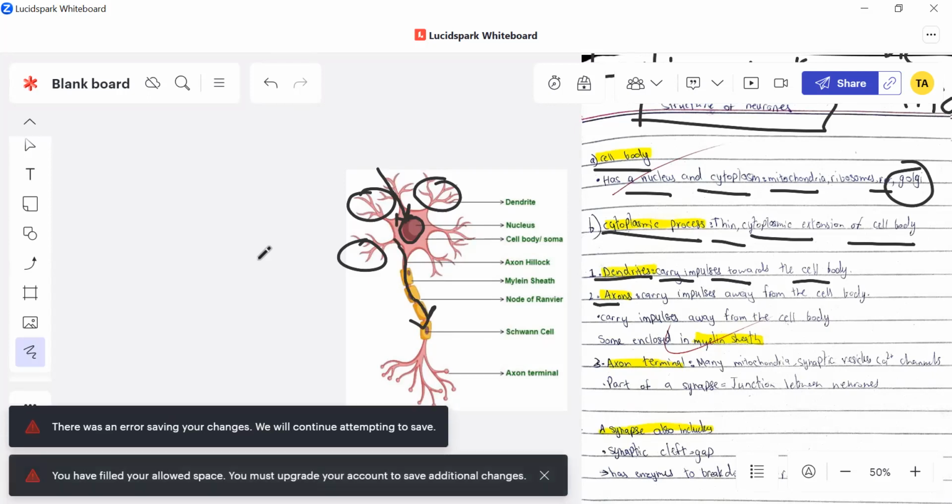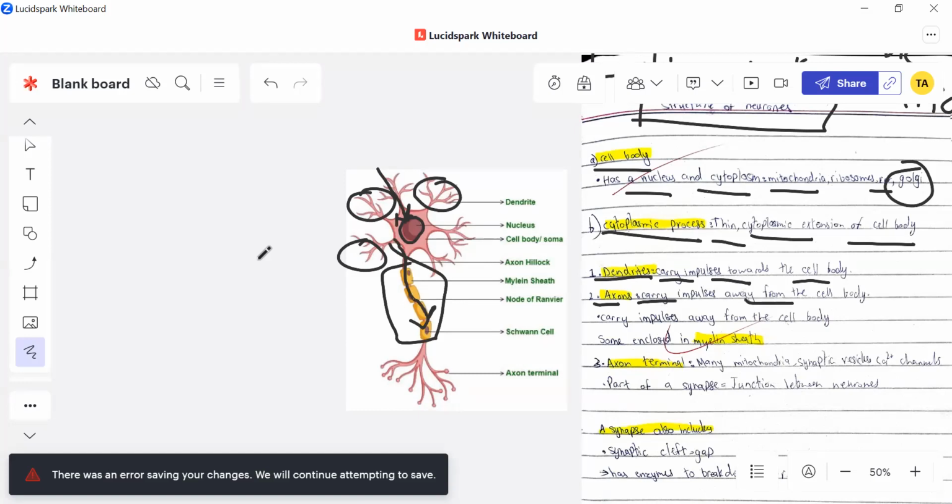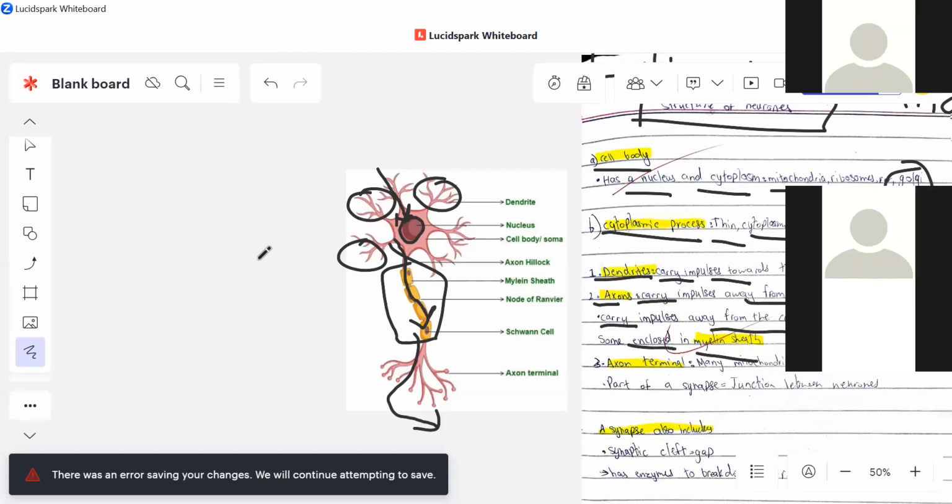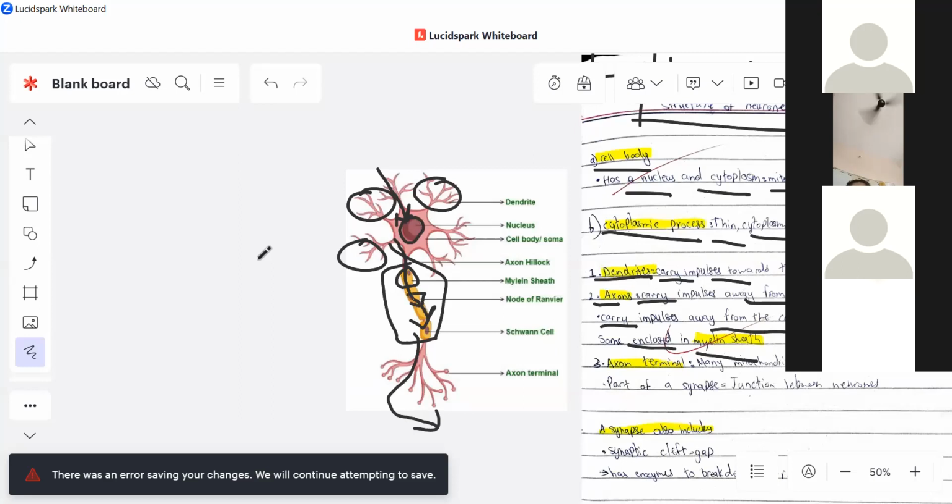And the axon, this entire thing right here, is the tail. The axon is the process that carries impulses away from the cell body, away from the cell body to the next synapse. And they are enclosed in something called the myelin sheath. So this yellow stuff that you see is called the myelin sheath.